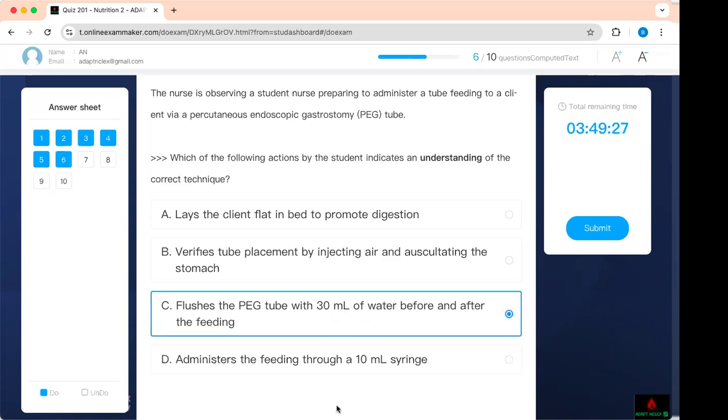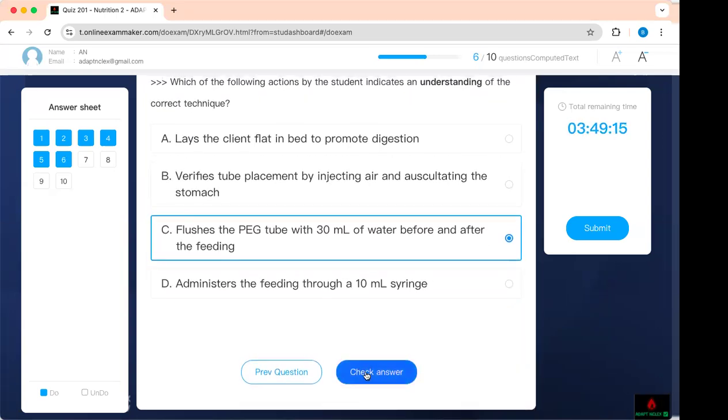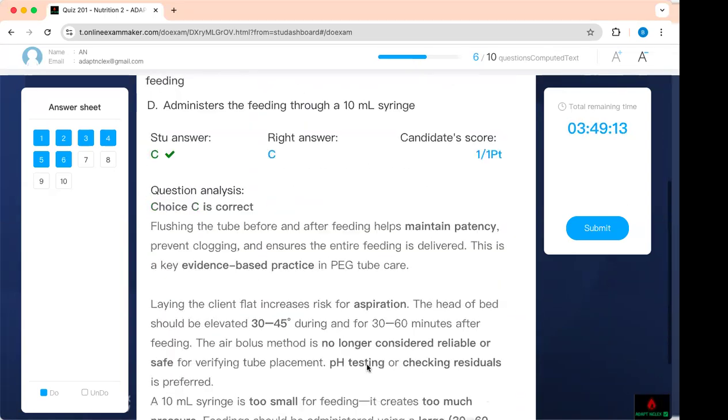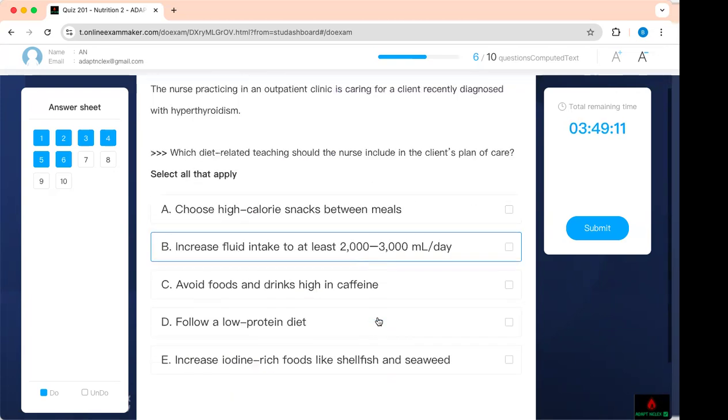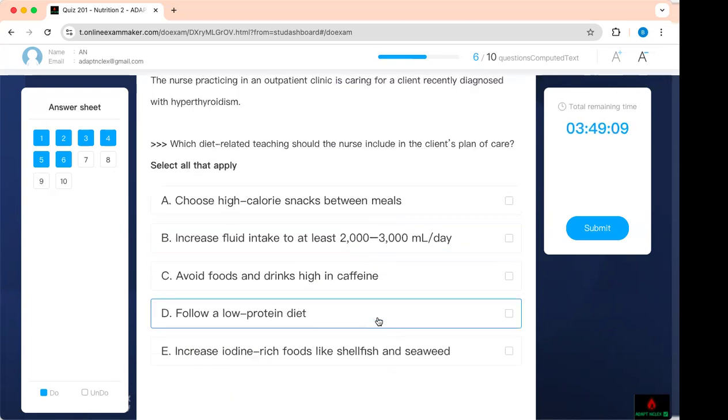Administer the feeding through a 10 ml syringe. It's too small. When you're feeding somebody, use a 30 to 60 ml syringe for infusion of the fluid. So that one, C. Which diet-related teaching should the nurse include in the client plan of care?